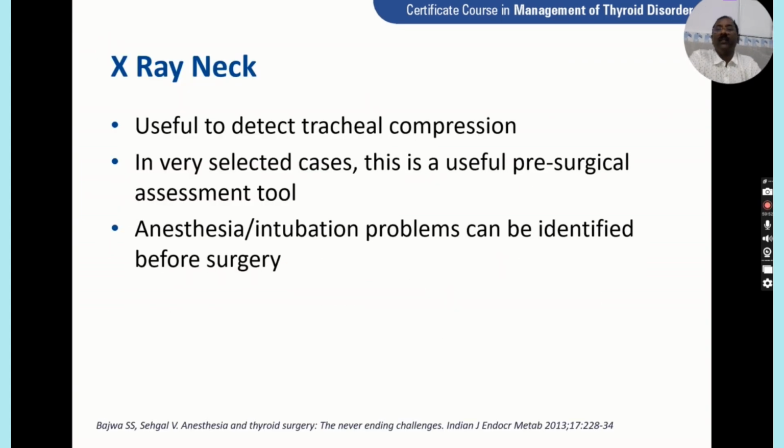X-ray of the neck is useful to detect tracheal compression, especially in the malignancy population. In very selected cases, this is a useful pre-surgical assessment tool. Anesthesia and intubation problems can be identified before the surgery.